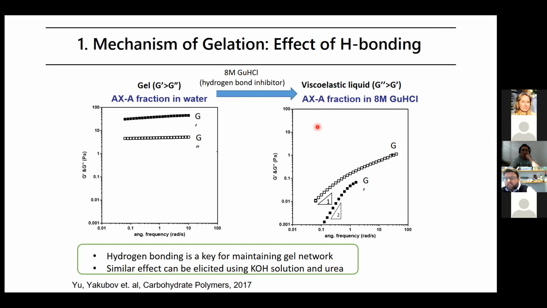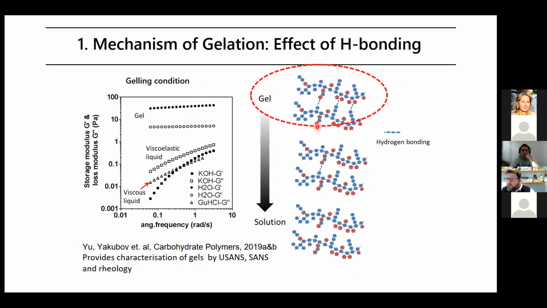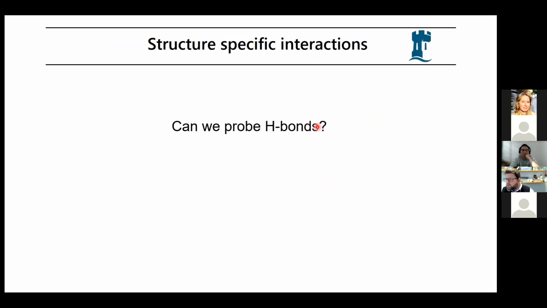And similar effects can be induced by a higher concentration of potassium hydroxide, or you can use urea or any other hydrogen bond inhibitor. So essentially, there is a hierarchy of the hydrogen bond. You can actually form different levels of hydrogen bonding depending on the solvent quality. So the non-gelling condition is where you inhibit formation of the hydrogen bond, and the gelling condition is associated with the formation of these hydrogen bonds.